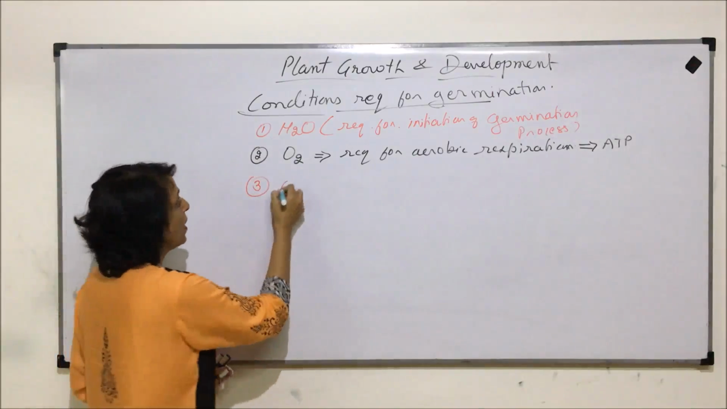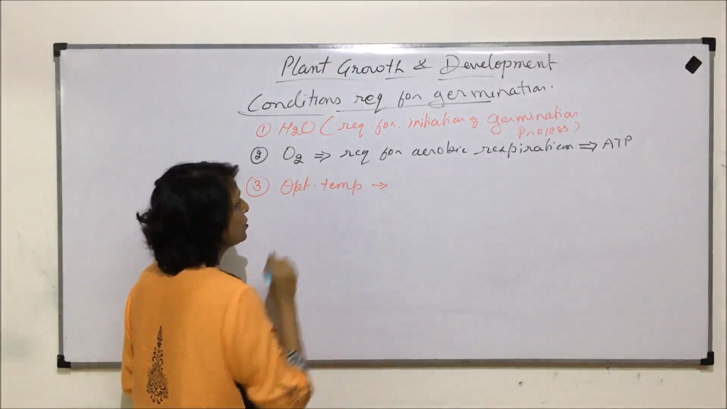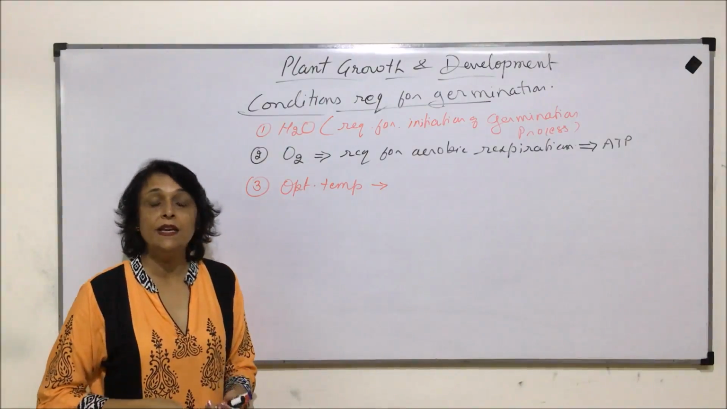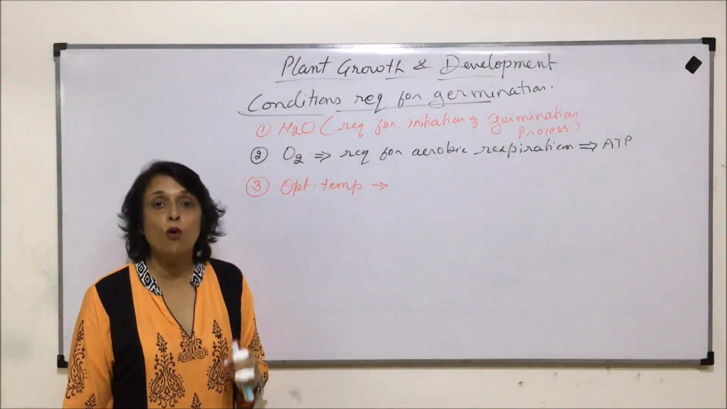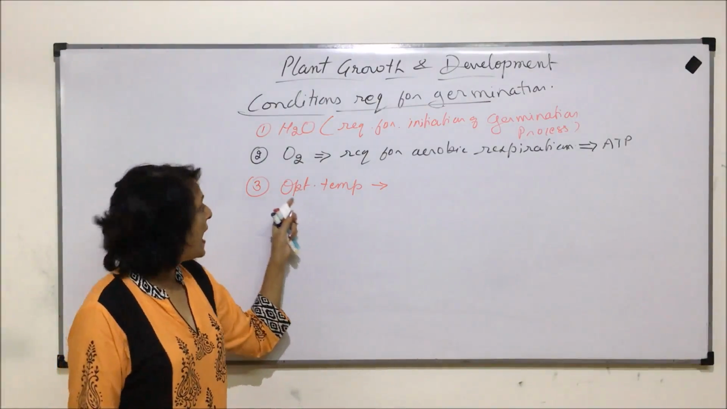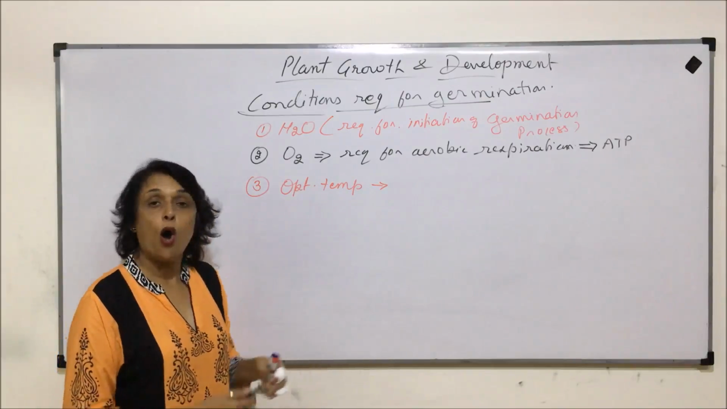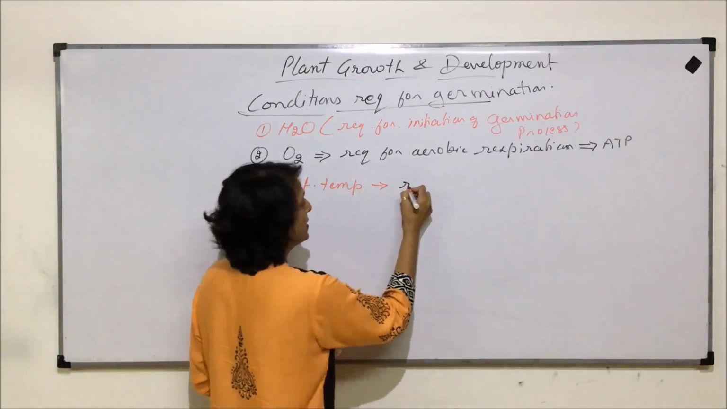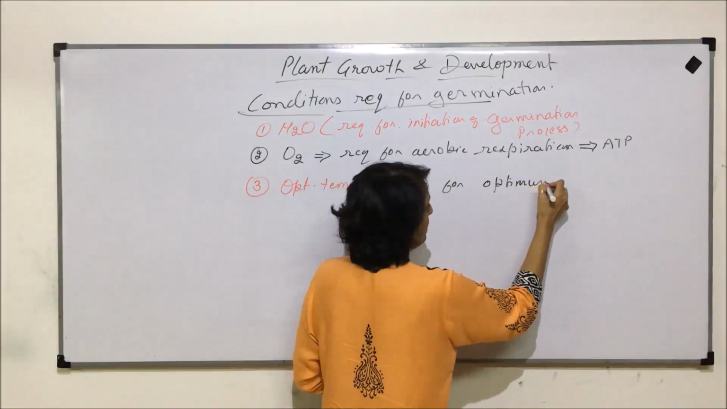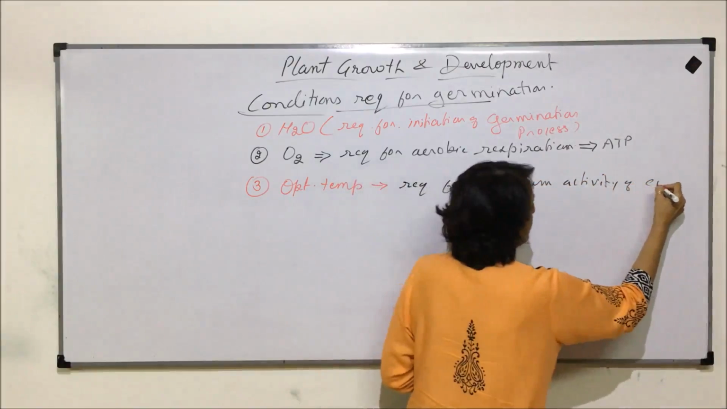Third condition, optimum temperature. Why should this temperature be optimum? Because when we talk of the processes, we said that gibberellic acid promotes synthesis of enzymes like amylases and proteases. And all enzymes work best at their optimum temperature. So it is required for optimum activity of enzymes.